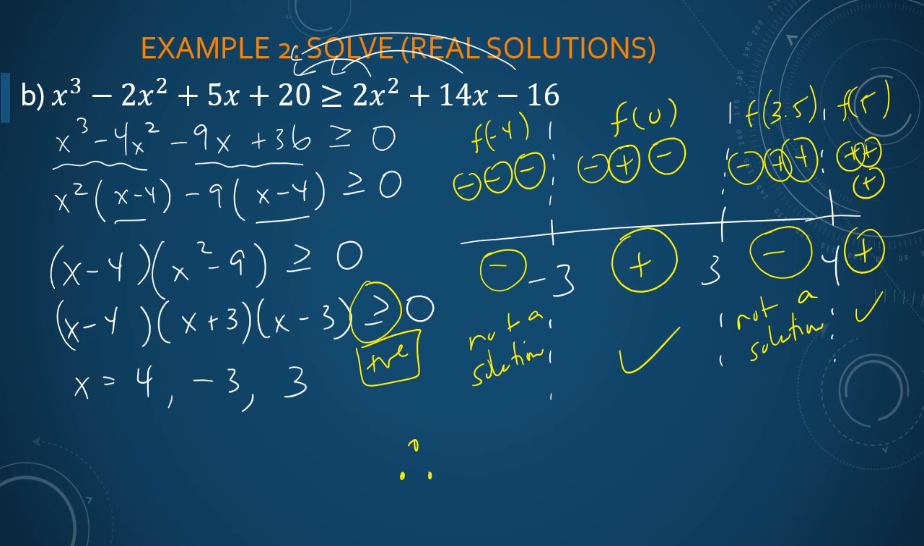Therefore, our solution set is negative 3 to 3, with square brackets because it has an equal to underneath the greater than, and 4 to infinity. Infinity never gets a square bracket, and 4 does since it's greater than or equal to. Hopefully that's okay, and hopefully by the 4th time we've done it, it makes more sense what we are doing. Again, you should stick to this work for your test.